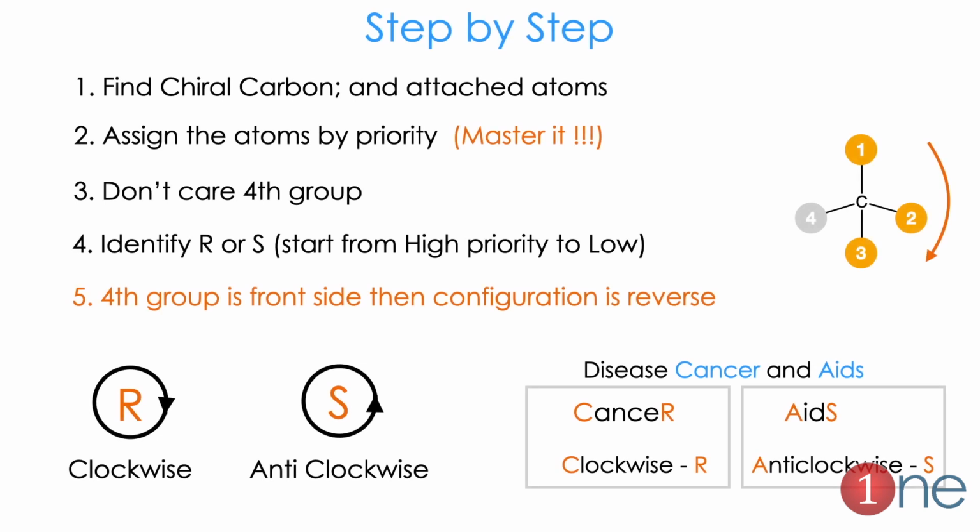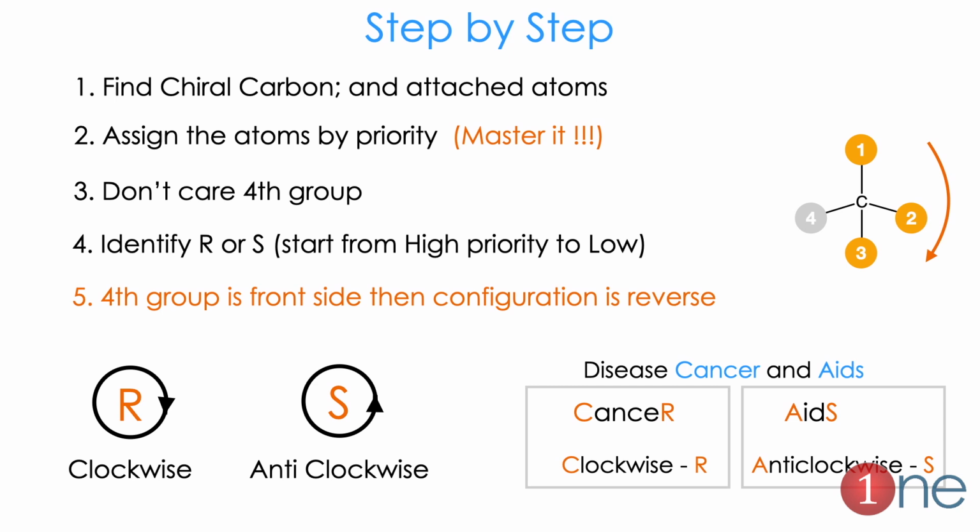So the first step is very obvious. You should find the chiral carbon, because without a chiral carbon there is no R and S configuration. So you should find the chiral carbon and its attached atoms. Second, you should assign the priority. Only the priority is the very important thing here. You should master it. And third, you don't care about the fourth group, because the fourth group doesn't contribute anything. So you can forget the fourth group. Then you identify R or S. How do you identify? You start from the highest priority atom, then go to the second, then go to the third, at last go to the fourth.